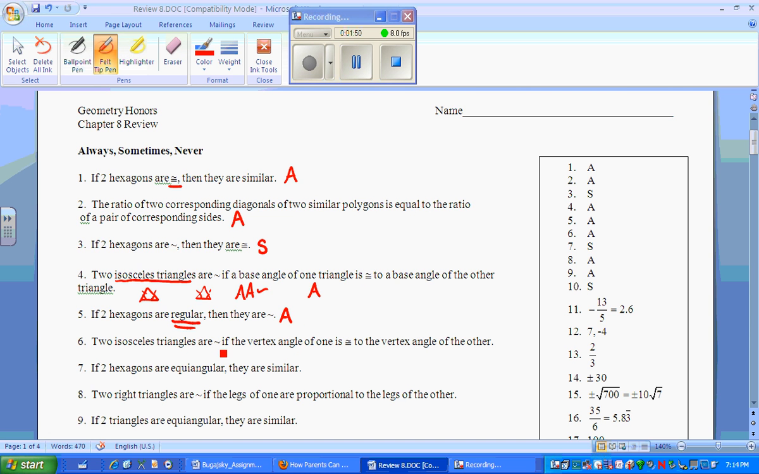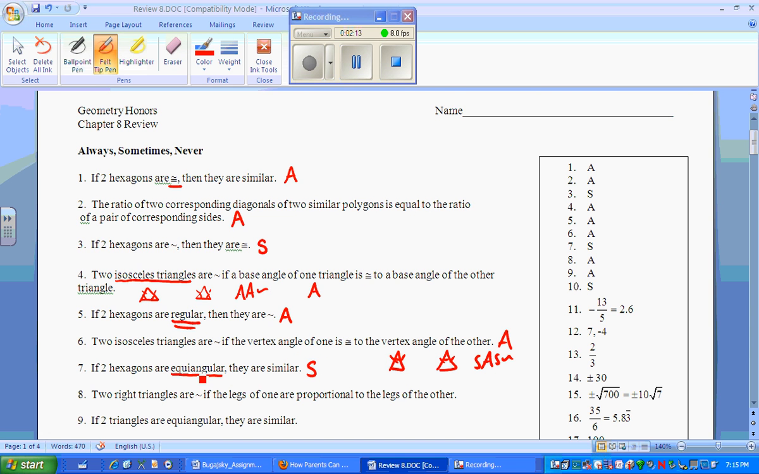Two isosceles triangles are similar if the vertex angle of one is congruent to the vertex angle of another. So you have two isosceles triangles, and the vertex angle on top is congruent. So by side-angle-side similarity, these would also be similar. So always.